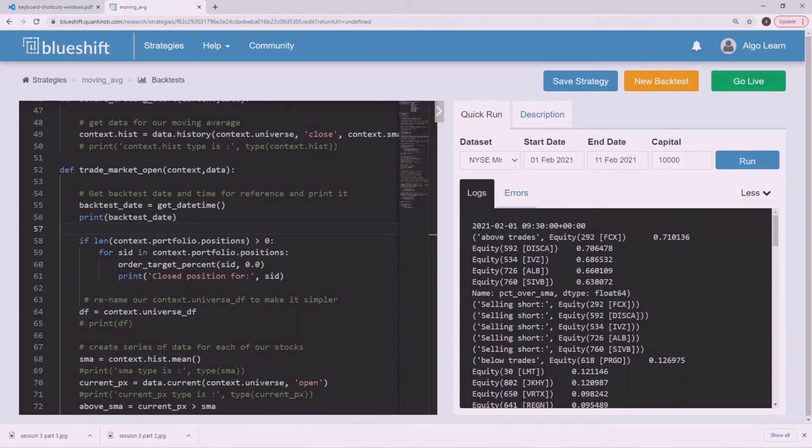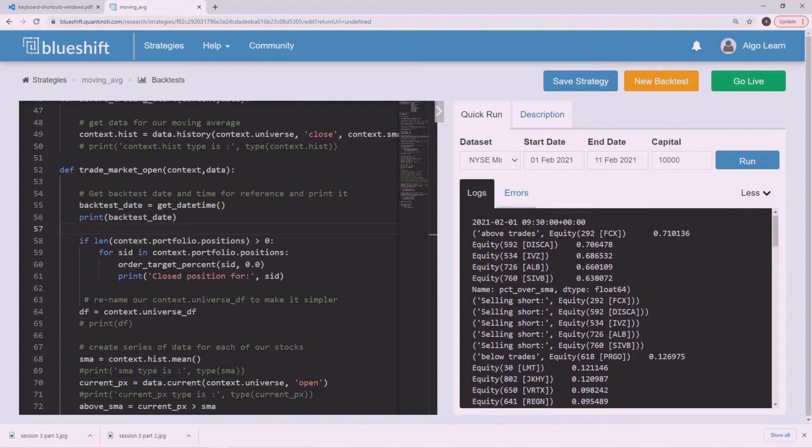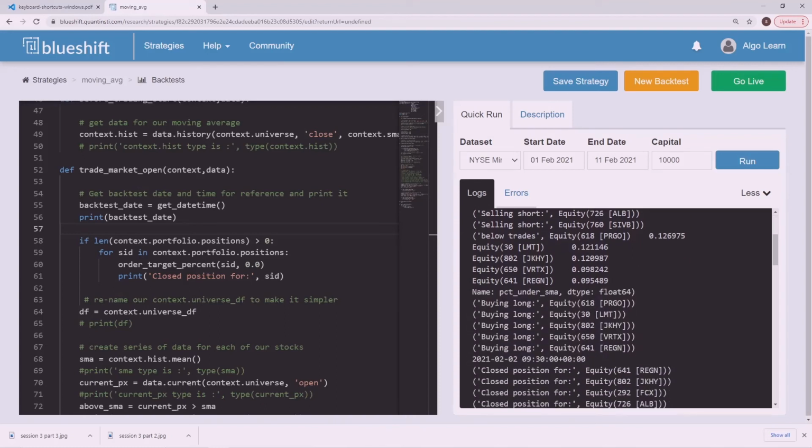Of course, on the 1st of February, we just started the algorithm, so we have no open positions, so we're not selling anything or buying anything to close out our positions. And so we immediately go in and we find our targets for selling short. So we found our targets and then we sold them short. Then we found our targets for the long trades and then we bought them long.